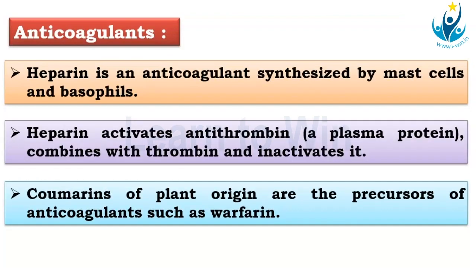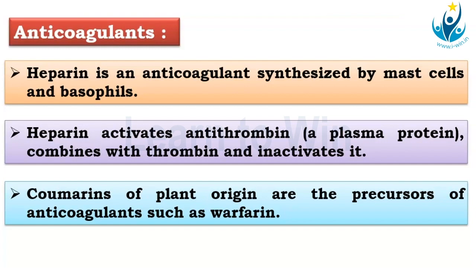One such very common anticoagulant is heparin, which is produced by the mast cells and basophil cells. See, only at the site of injury this clot should happen. It should not keep happening throughout the body and everywhere, right? Otherwise, it will become a dangerous condition. So, only at the site of the injury and at a specific time do you require coagulation.